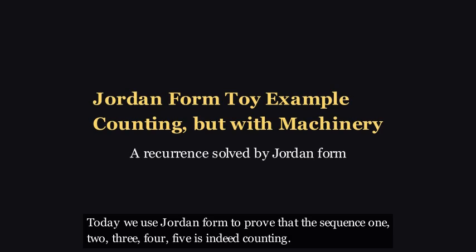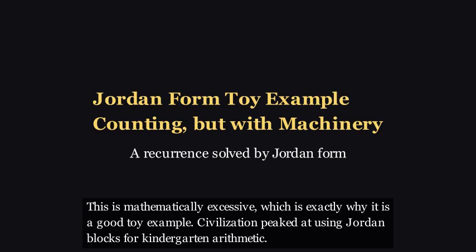Today we use Jordan form to prove that the sequence 1, 2, 3, 4, 5 is indeed counting. This is mathematically excessive, which is exactly why it is a good toy example. Civilization peaked at using Jordan blocks for kindergarten arithmetic.